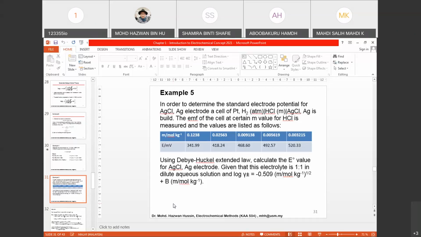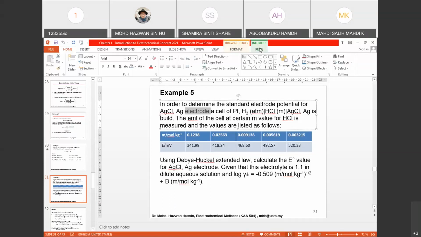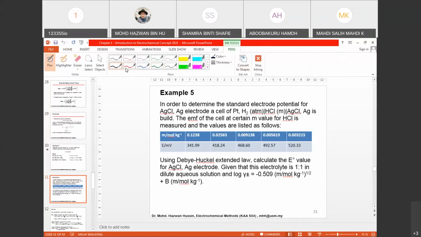So the experiment has a certain objective. Let me draw something here. The setup will be something like this. You have a cell equipped with platinum. This is a voltmeter. And then you have another one. This is the silver electrode.